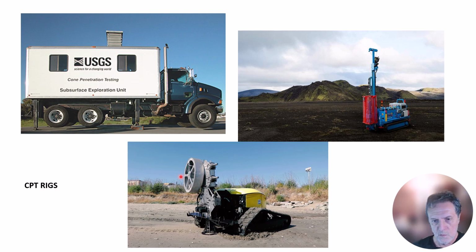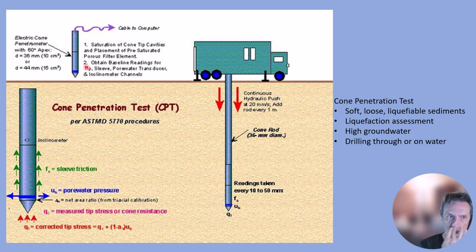Cone penetration test rigs. Here's how they work. So they've got a cone at the bottom, as you may have guessed, for adequate and strong penetration. They're used in soft, loose, or liquefiable sediments, liquefaction assessments, which of course are important when judging the vulnerability of a project site to liquefaction during a seismic event. During large earthquakes, if you have saturated loose sands, those sands can liquefy and settle and can cause settling or sinking of surface layers, which isn't good for buildings, bridges, and other structures.